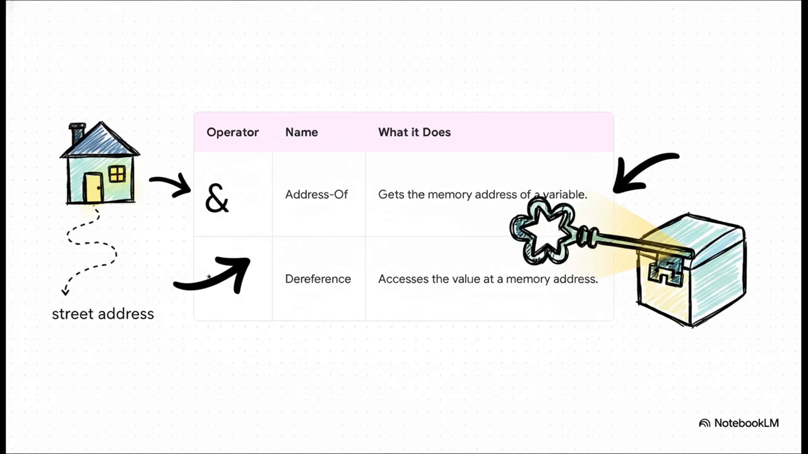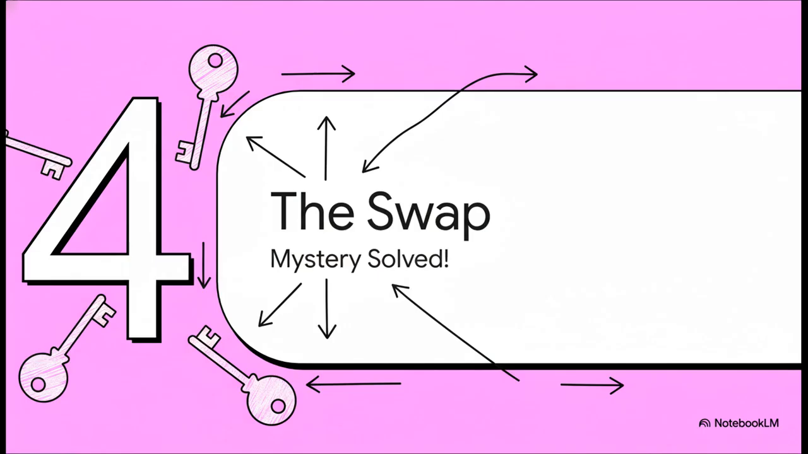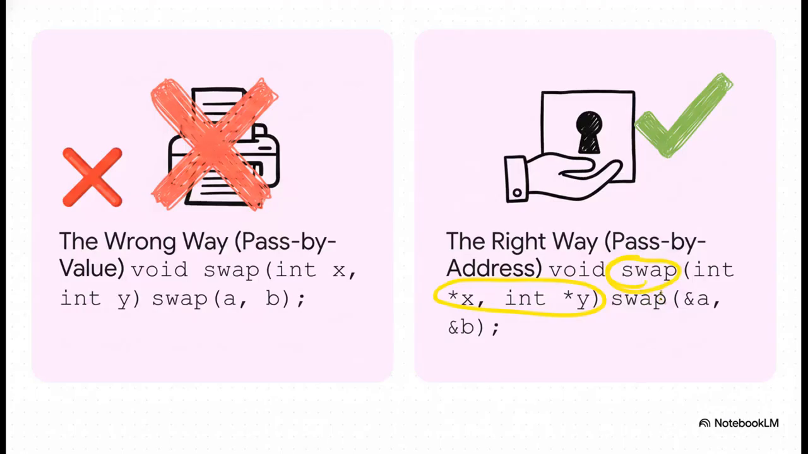All right, now that we have our keys, our pointers, let's go back and finally fix our broken swap function once and for all. And here is the grand reveal. On the left, our original failing code. On the right, the solution that actually works. Notice the two critical changes. When we call the function, we're now passing the addresses of our variables using that ampersand, and the function definition itself has been upgraded with asterisks to say, hey, I'm not expecting values anymore, I'm expecting addresses, I'm expecting keys. It now has permission to change the originals.